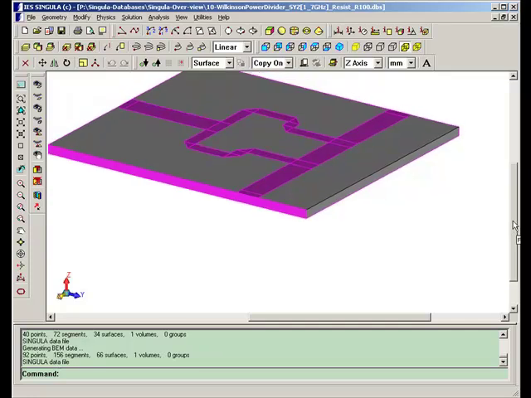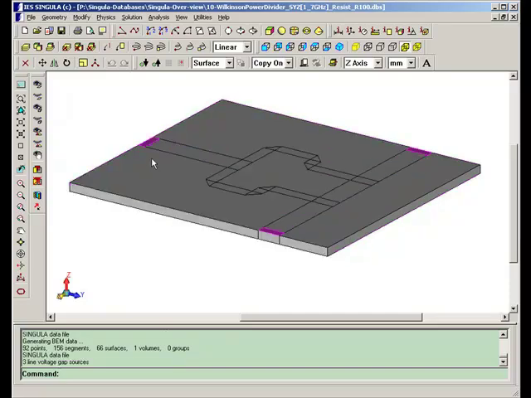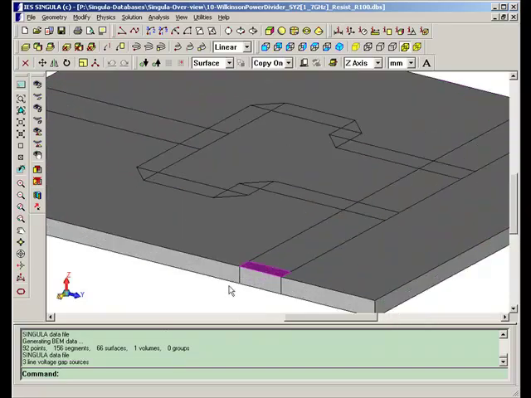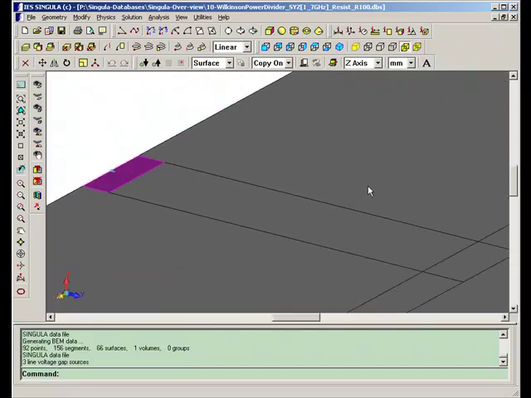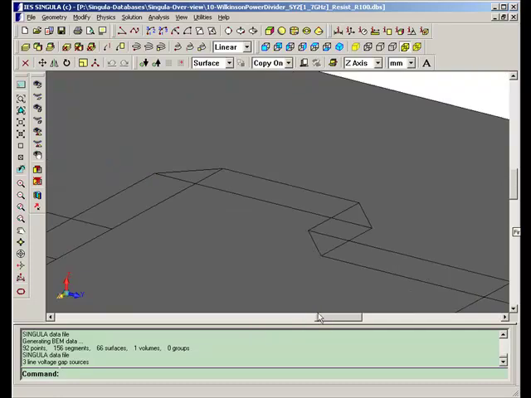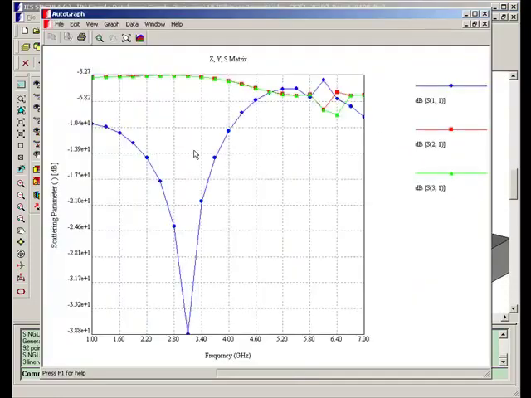Next one is a Wilkinson power divider. This is microstrip based technology. It has 3 ports, port 1, port 2, port 3. So these are the S11, S21, S31 parameters as a function of frequency.